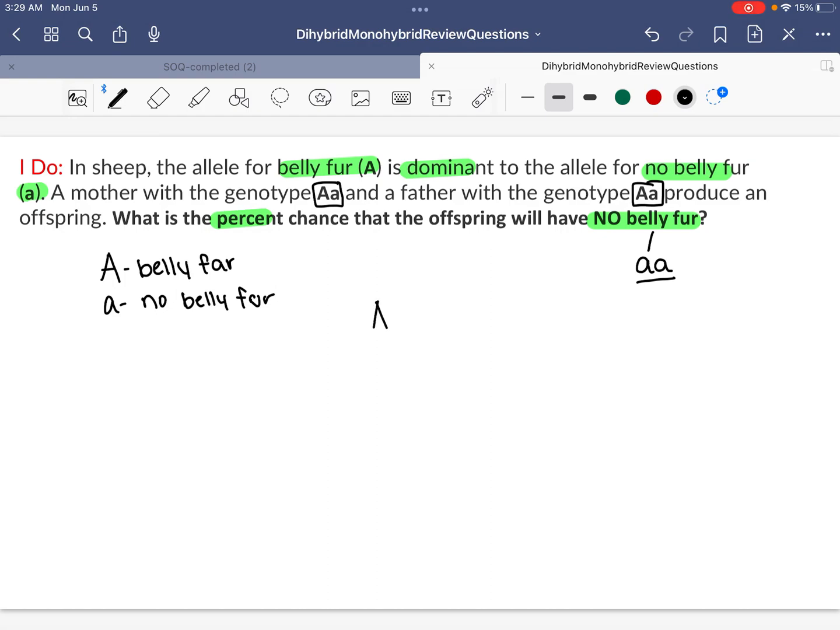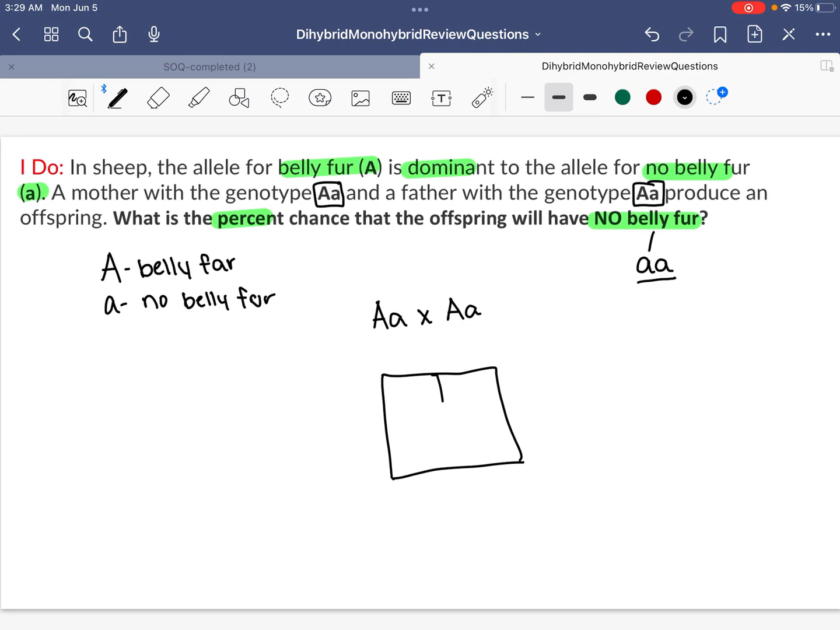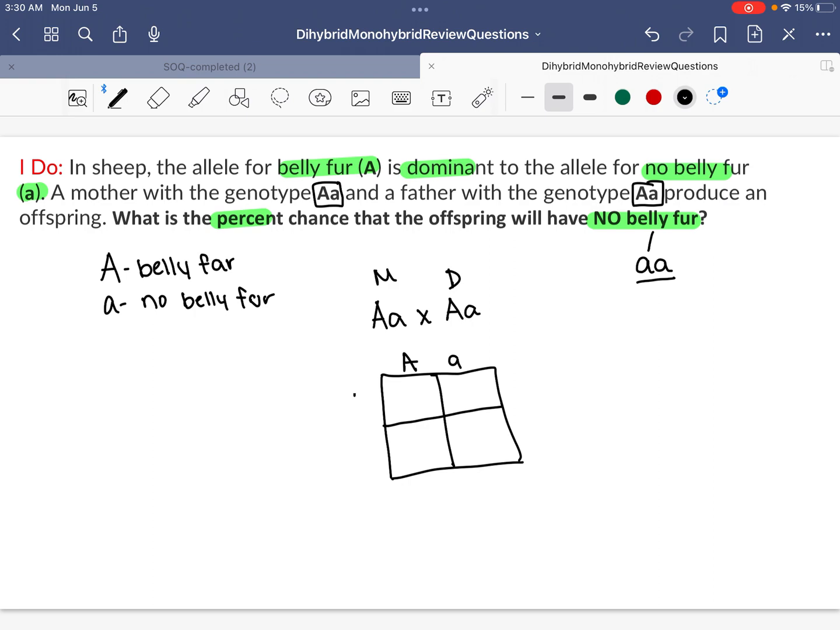STAR loves to give you heterozygous. So don't be surprised if both of your parents are heterozygous on STAR. Here, mom and dad were both heterozygous. We know that because it was given in the question. So here we have mom, and here we have dad. I'll put mom up here. I'll put dad on the side.